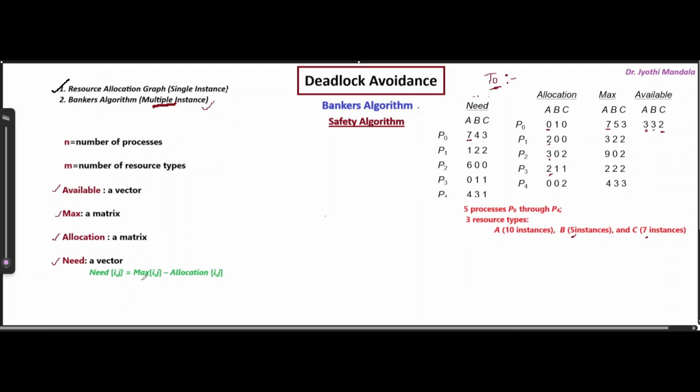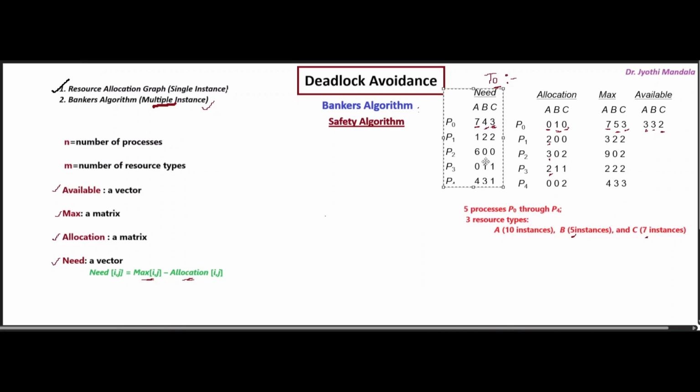That is the formula: Max minus allocation. Max minus allocation we are doing. Same here, 5 minus 1 is 4. 3 minus 0 is 3. Simple mathematics can be applied here, and you can fill the rest of the table. I hope you all could do this one.